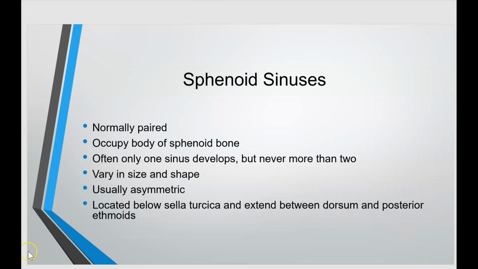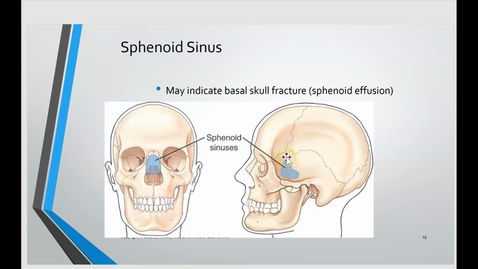The sphenoid sinuses are normally paired. See, most people think we only have 1, but most people will have 2 sphenoid sinuses. They occupy the body of the sphenoid bone. Often only 1 sinus will develop. You won't have more than 2. They will vary in size and shape. They're usually asymmetrical, and they are located below the sella turcica, and they extend between the dorsum sella and the posterior ethmoids. And this is a picture of where your sphenoid sinuses are located.